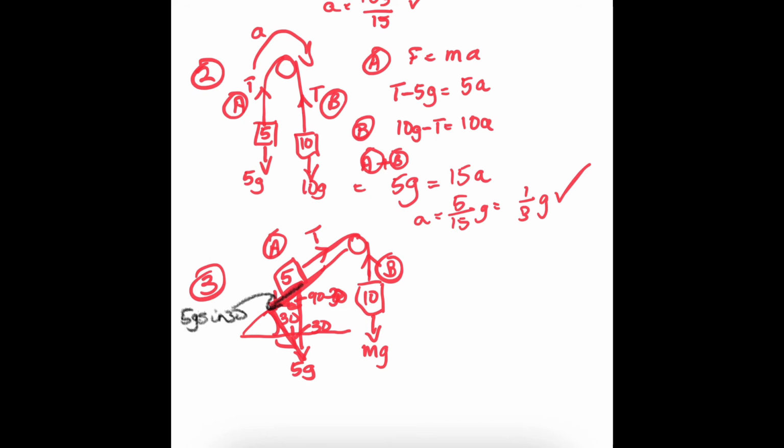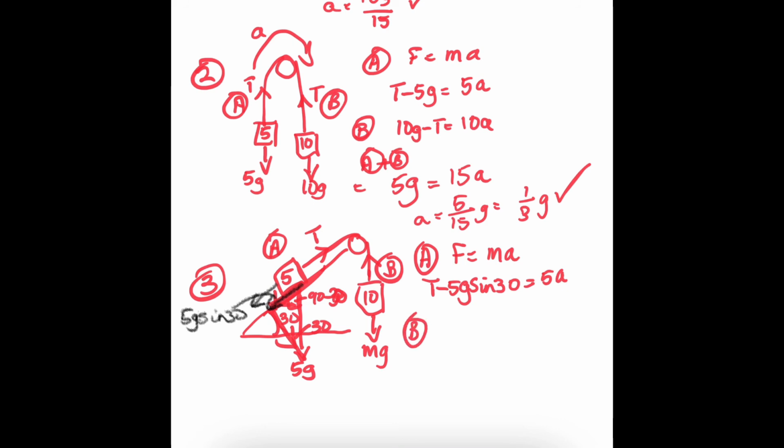Now we have that, we can write the equation. As the object is moving up the plane, it would be T minus 5g sine 30. That's the net force. Again, net force is important. No other force because it's a smooth plane, and that equals 5a.